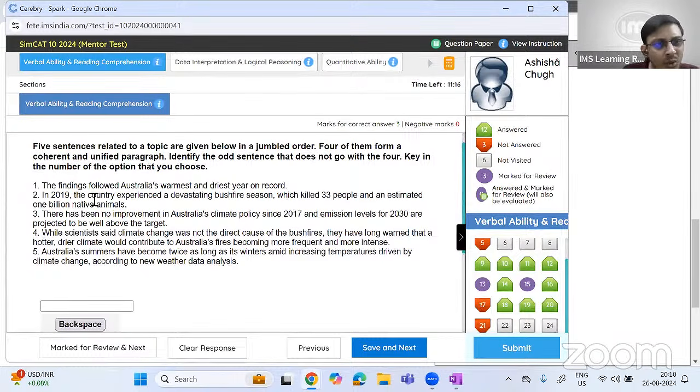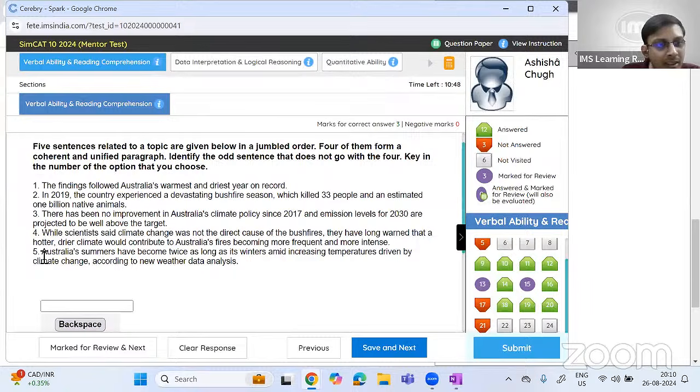Okay, 2019: a devastating bushfire in the country killed 33 people and a billion native animals. There has been no improvement in climate policy. Emission levels are projected to be well above. Scientists say climate change was not the direct cause. They have long warned that a hotter, drier climate would make Australia's fires more frequent. Summers have become twice as long amid increasing temperature. Okay, something to do with climate change.